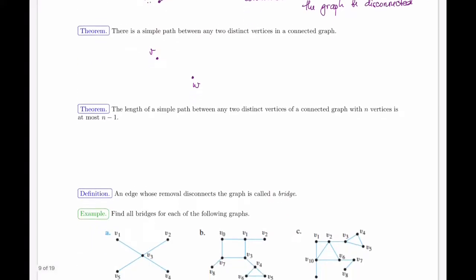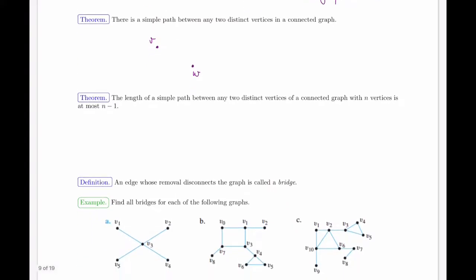And next up, we have another result that follows: the length of a simple path between any two distinct vertices of a connected graph on n vertices is at most n minus 1. Let me give you some motivation for this result.